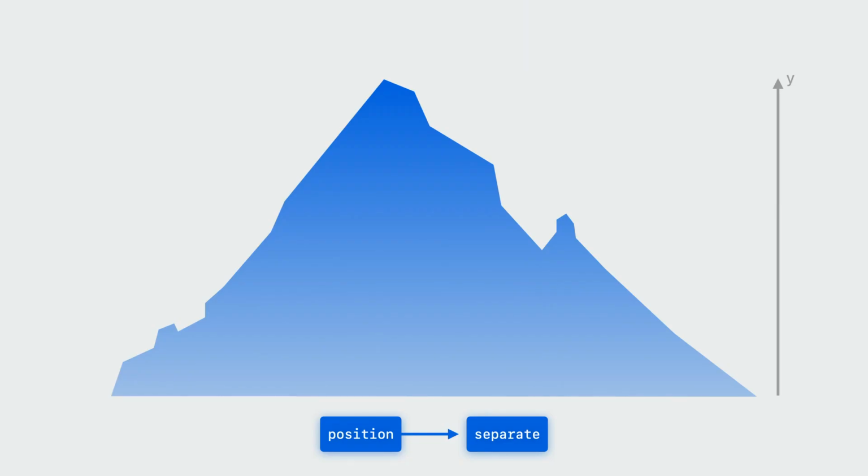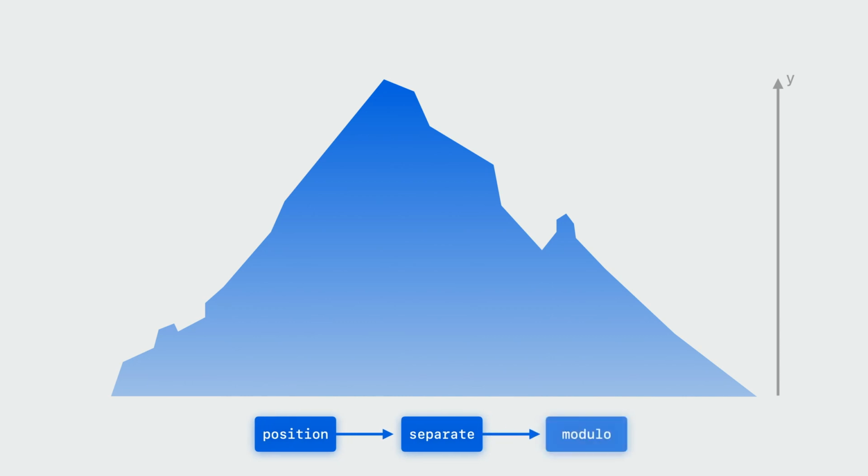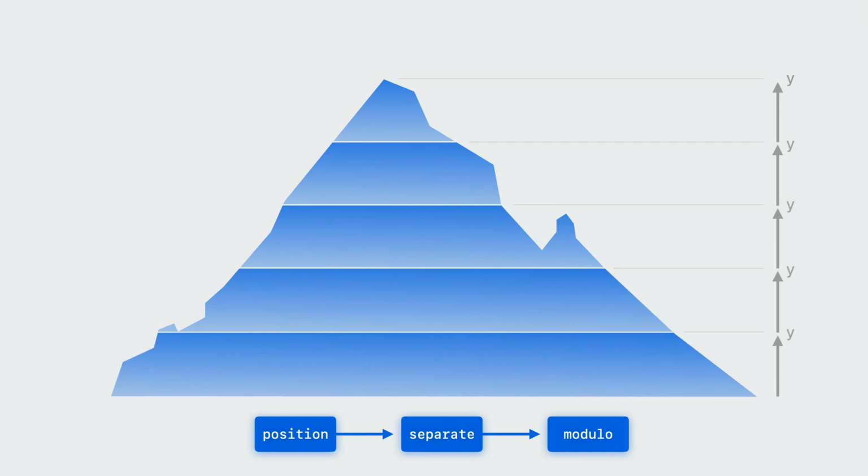Next, we'll take the output of the separate node and pass it to a modulo node. Modulo gives the remainder of dividing two values. We'll use modulo to divide height by our desired topographical line spacing. The result looks like this. You can see height has been divided into bands. The height values inside each range start at 0 and increase to that range's height. This will be important for our next step.